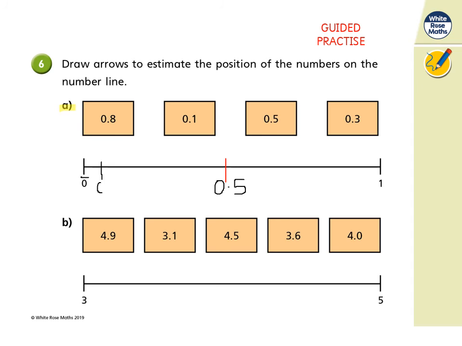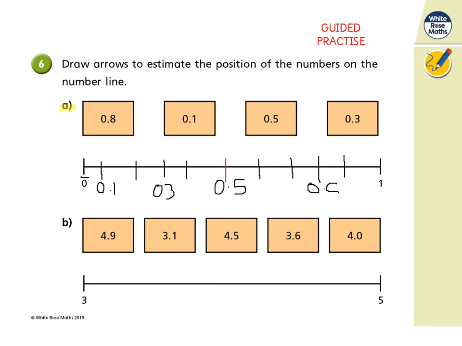So I'm going to say that's 0.1, 0.2, 0.3, 0.4. So now we can plot as well 0.3. I'll put there. We know that's 0.4, 0.5, 0.6, 0.7, 0.8 and 0.9. So now I can finally plot my last number, which is 0.8.